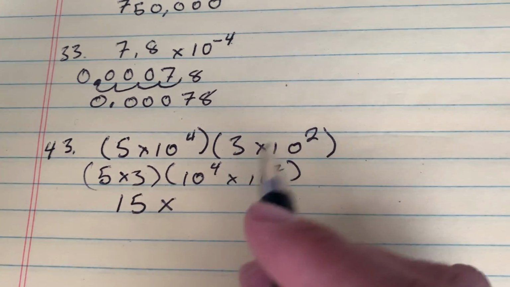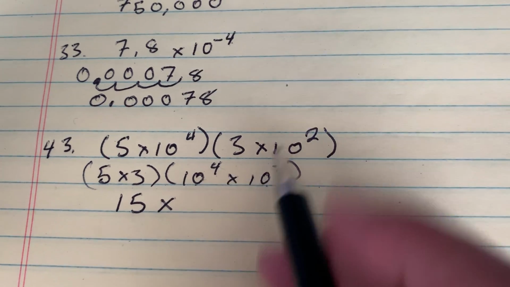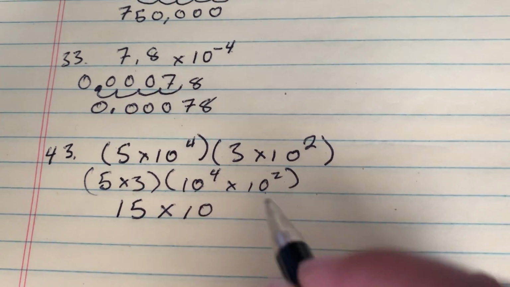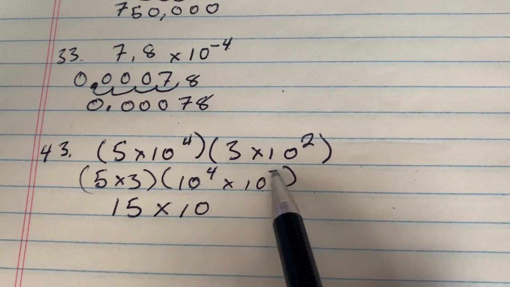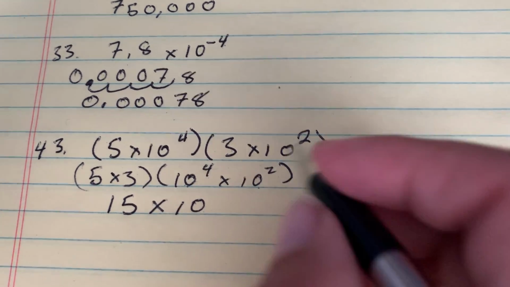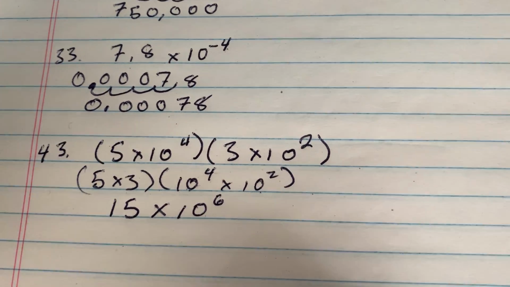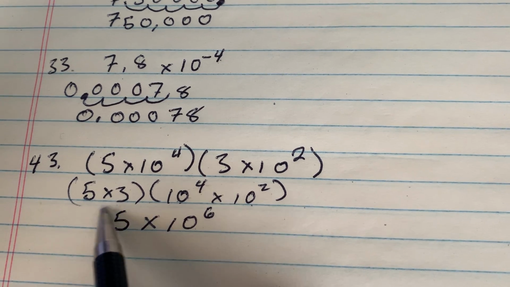Okay, times, these are both base 10. So from our exponent lesson, if we have two of the same bases, we can add the exponents. So we have base 10, 4 plus 2 is 6. Okay, we're not quite done yet.